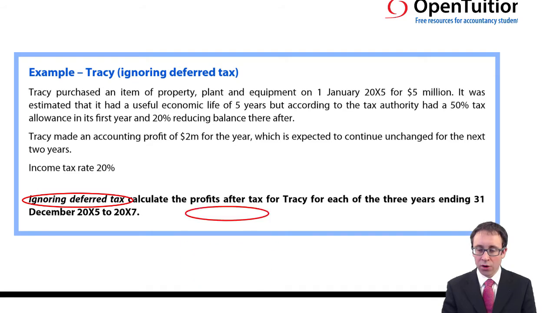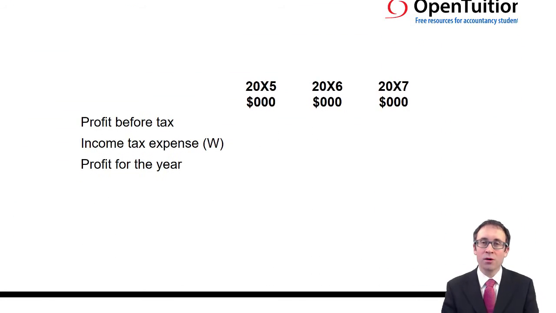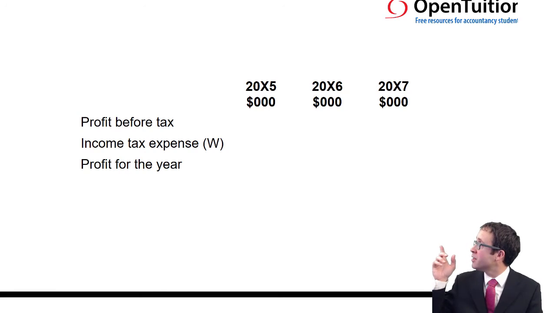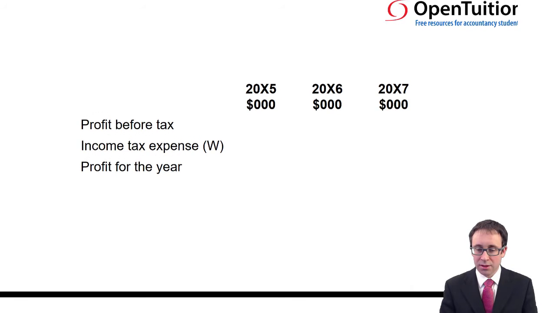So what we need to do is, ignoring deferred tax, calculate the profits after tax for each of the 3 years ended X5, 6 and 7. So the focus is on the statement of profit or loss, and that's what it would look like. You've got each of your 3 years for 5, 6 and 7, your profits before tax, the income tax expense, and then the profit for the year. Okay. What we need to be able to do is to populate those boxes.